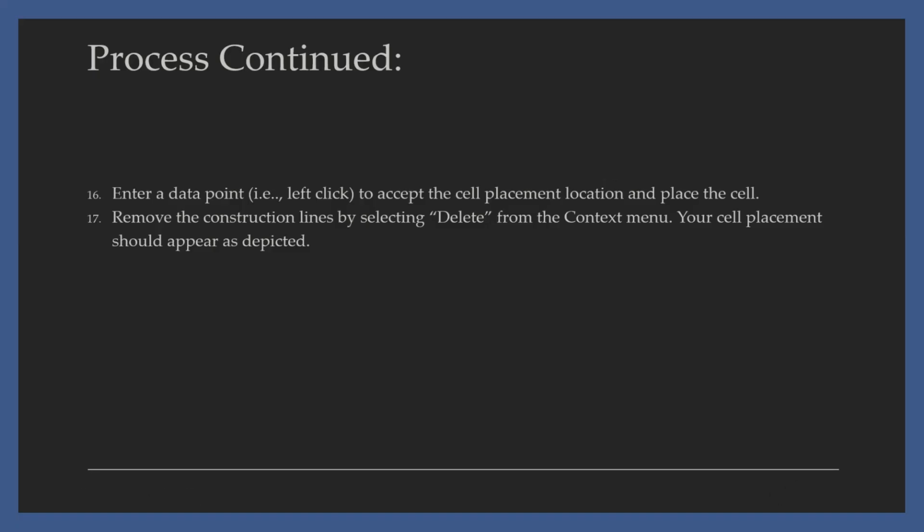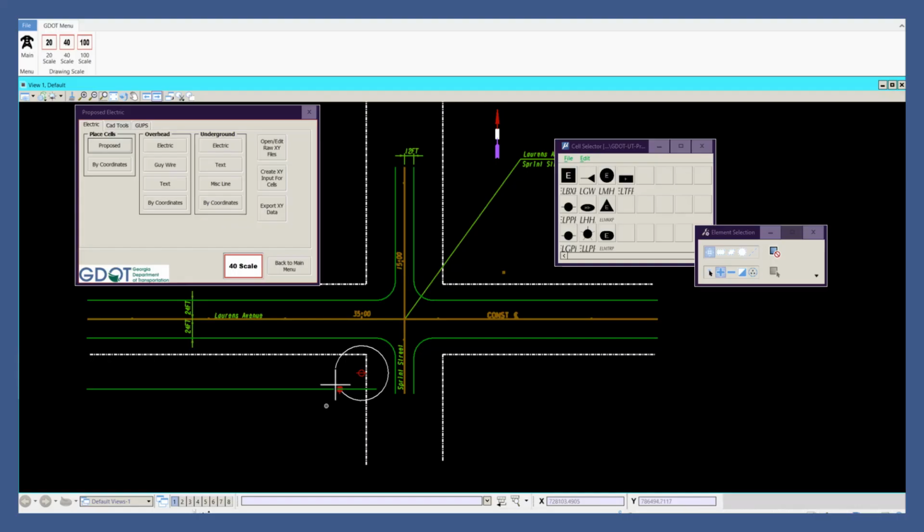Enter a data point, i.e. left click, to accept the cell placement location and place the cell. Remove the construction lines by selecting Delete from the context menu. Your cell placement should appear as depicted.